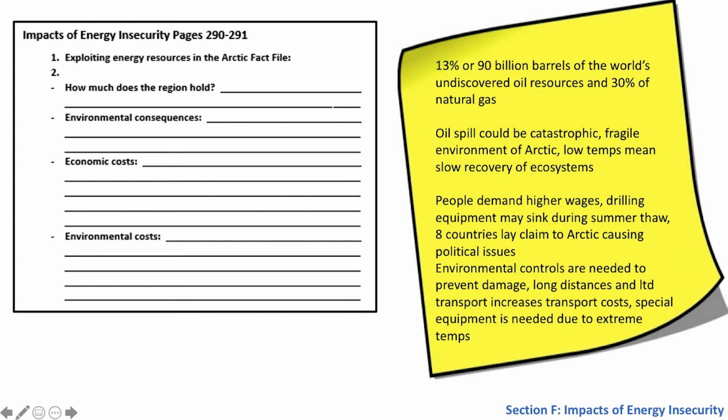Long distances to transport materials and the oil etc. from one place to another. And we need special equipment because of the extreme temperatures. So it's not very easy to transport and move material, and it has an environmental cost in doing so.